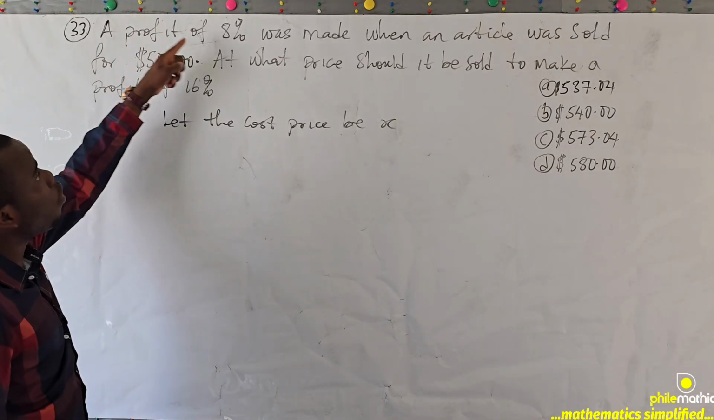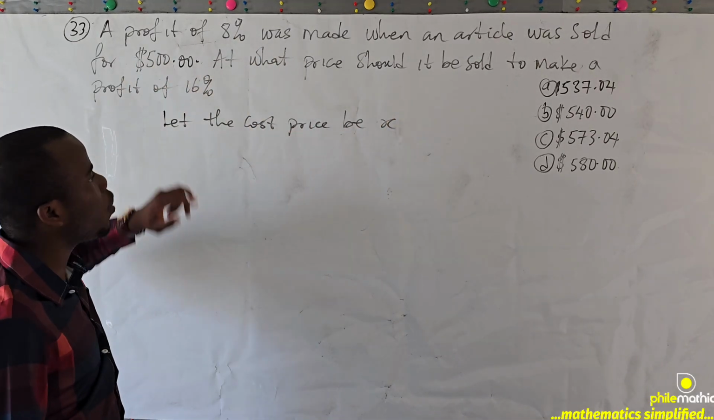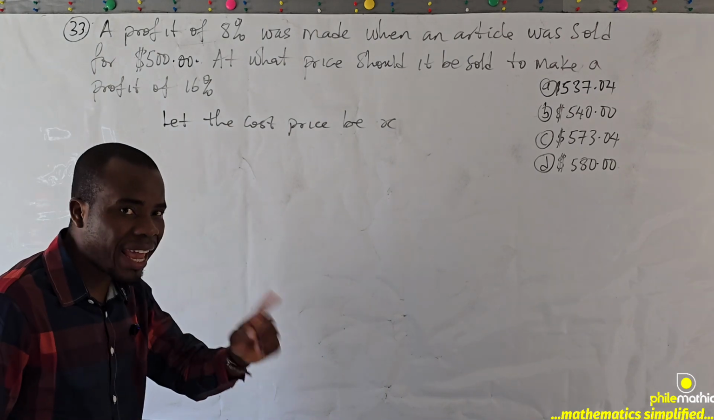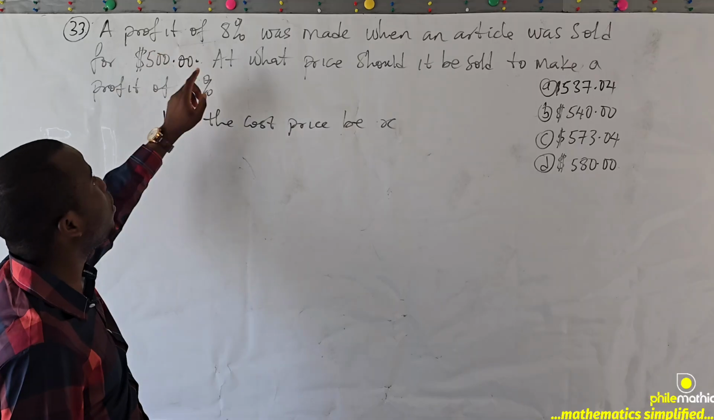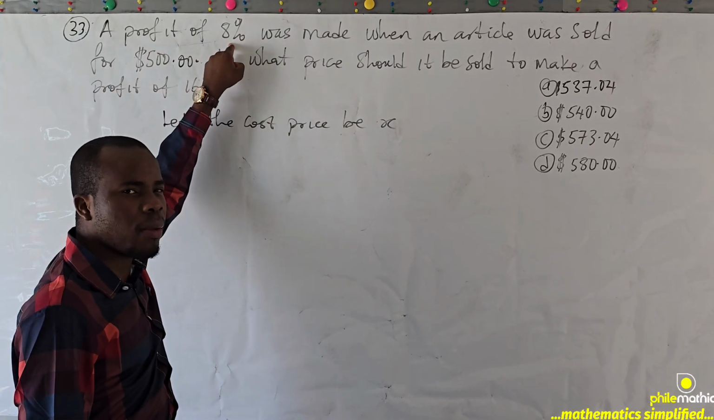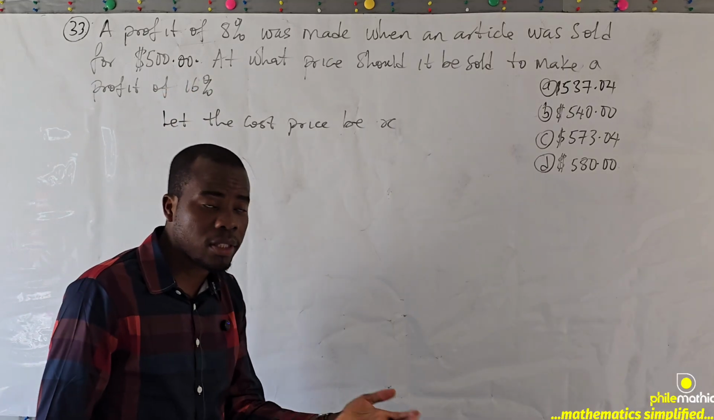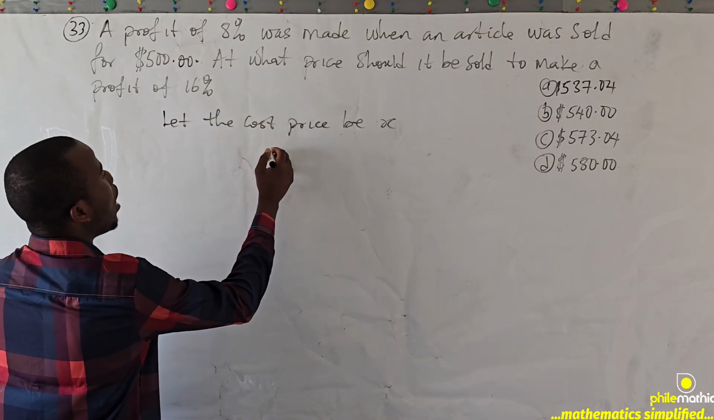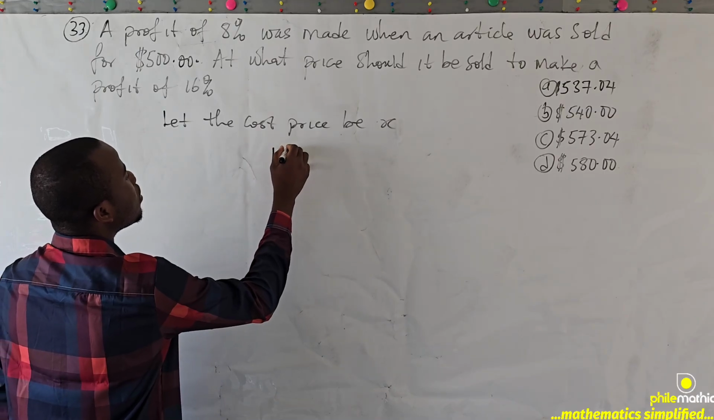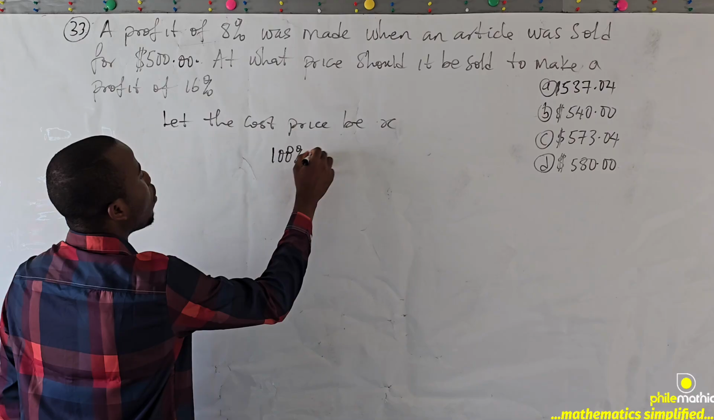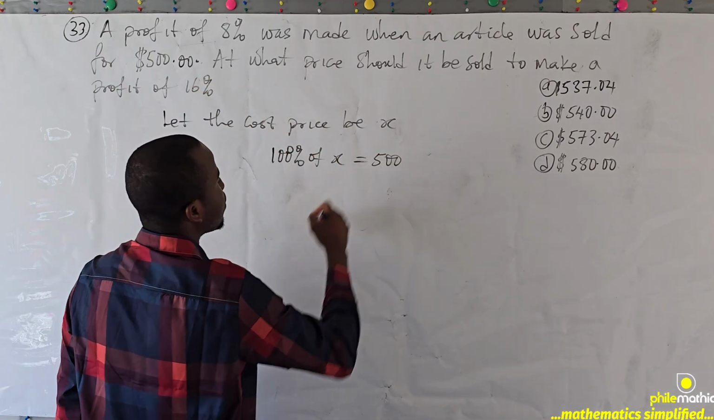Now, a profit of 8% was made when an article was sold at $500. From what I explained, for us to get this selling price, it has to be 108% of this cost price. That should give us the selling price since we made profit. So 108% of X gives the selling price $500.